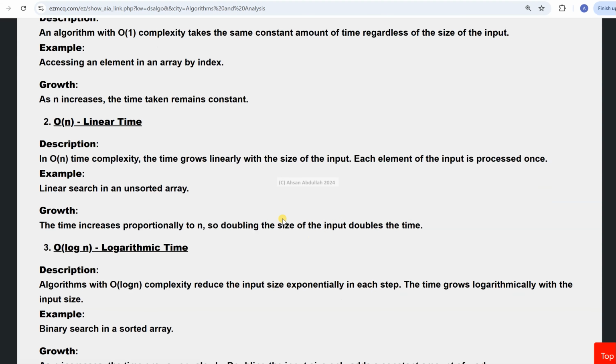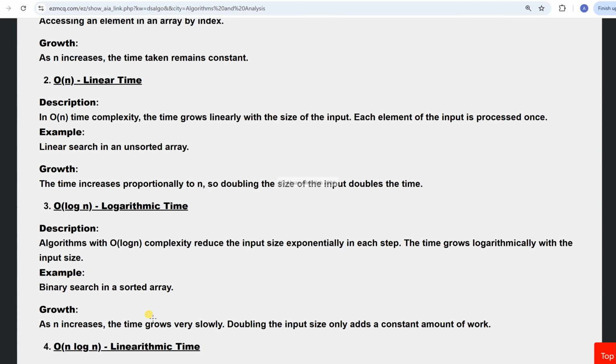Okay, so now let's look at linear time. Linear time basically is the time grows linearly with the size of the input. So it's kind of directly proportional. For example, linear search in an unsorted array. We have an array which is unsorted and we're looking for something. In the worst case, which is order O, we end up searching the entire array. We may or may not find what we were looking for, or we might find it at the end of the array. So that's linear time.